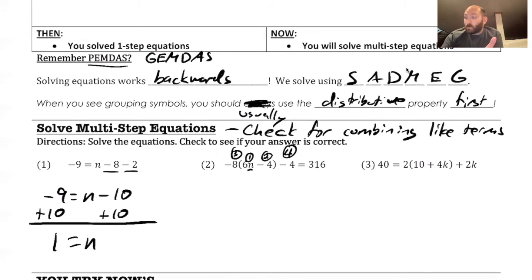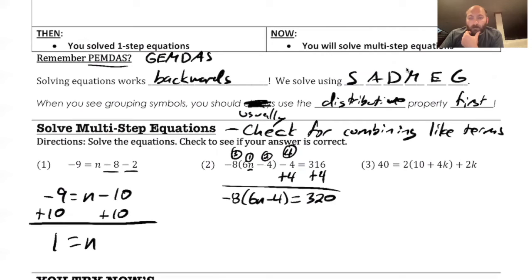When I solve it, we're going to apply the SADMEG idea. So we're going to actually get rid of this first. I'm going to get rid of the -4 by adding 4 to both sides. So that's -8 times 6n minus 4 equals 320. That takes care of this one right here. Now I want to get rid of the -8. That was the third step in the process. It's now that one's turn to get rid of it. So I'm going to divide both sides by -8. This is going to go away. So that's 6n minus 4, and that's going to equal -40.